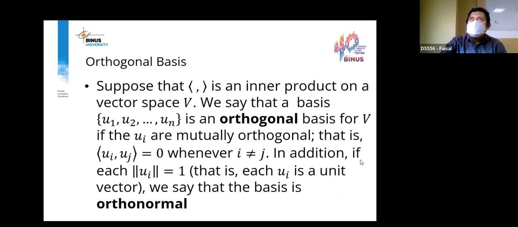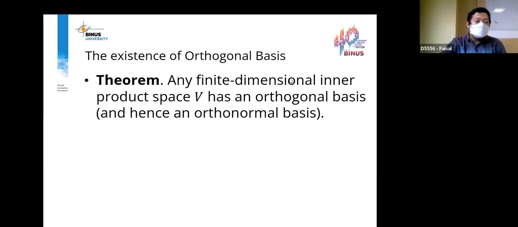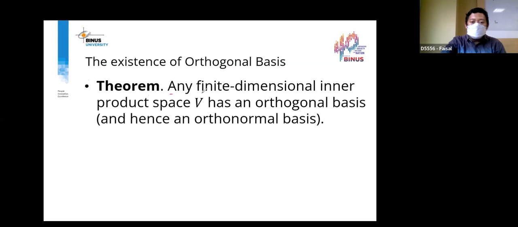And the main result in an inner product space, okay, this is the main result: any finite dimensional inner product space always has an orthogonal basis. So next we will see how we find the orthogonal basis. From any basis, we can construct an orthogonal basis. So this theorem tells us we can produce an orthogonal basis from a basis, or from any basis.